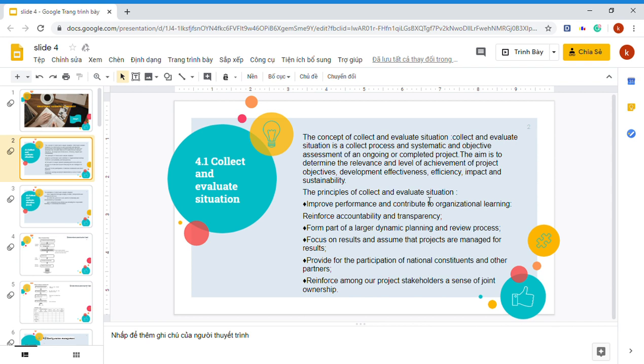Focus on results and that projects are managed for results. Full participation of national counterparts and all other project stakeholders to ensure joint ownership.